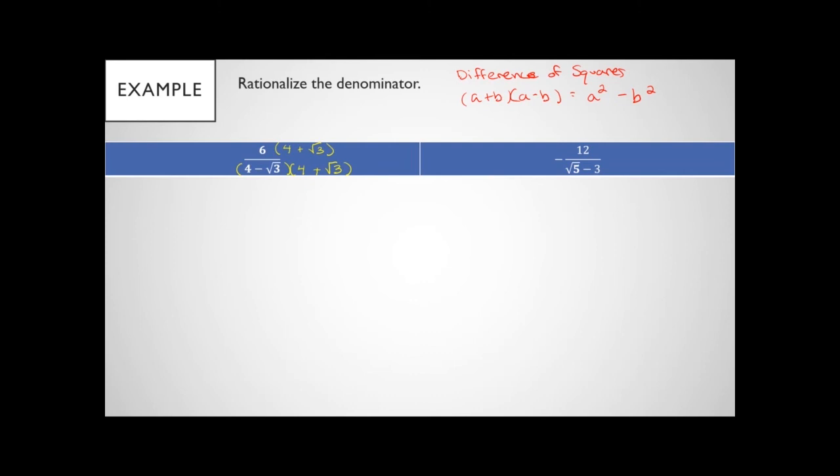So on the top, I need to distribute because I'm multiplying 6 through the parentheses. So I have 6 times 4, which is 24. And then 6 times the square root of 3. So those just get attached together.